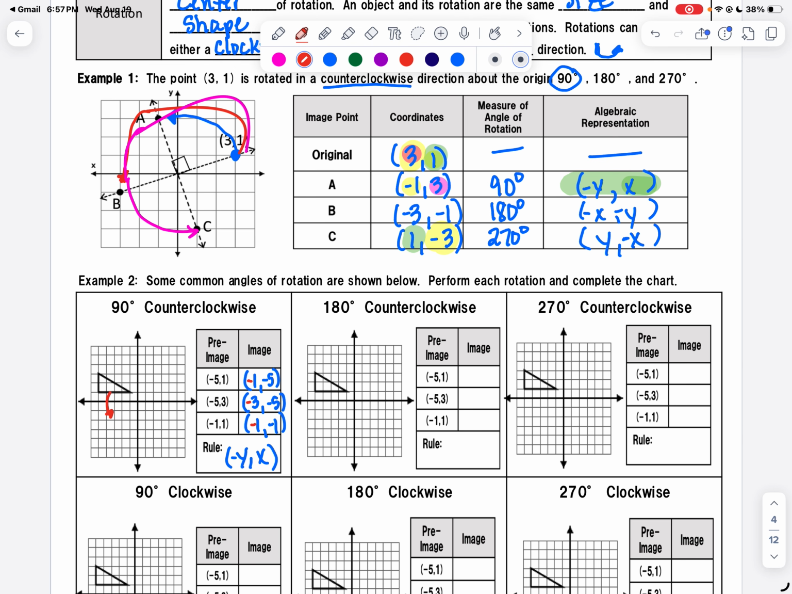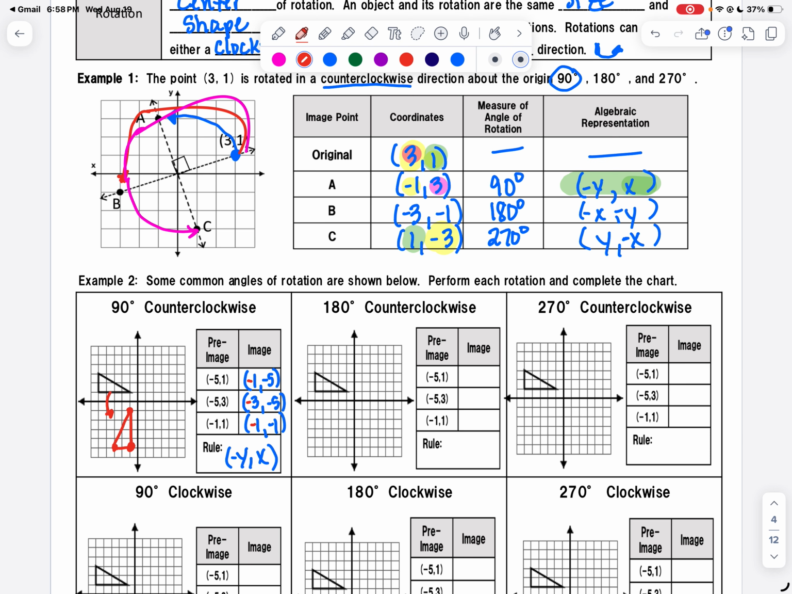I'll put our shape in red. So we have a point at -1, -5. We have a point at -3, -5. And -1, -1. Let me draw that in as straight as possible. So there's our 90-degree counterclockwise turn.